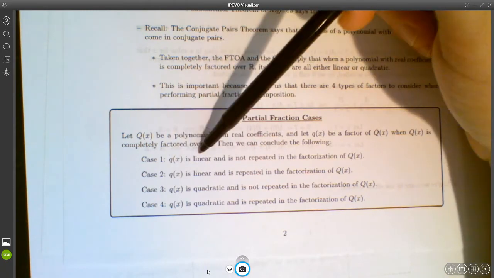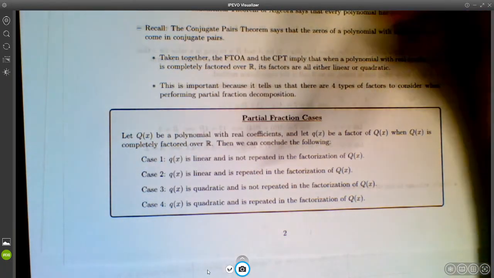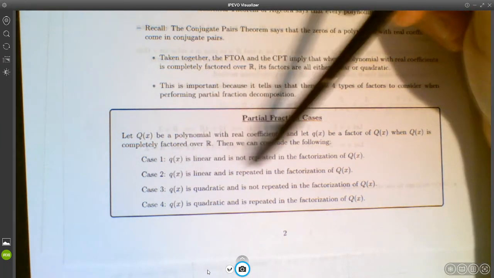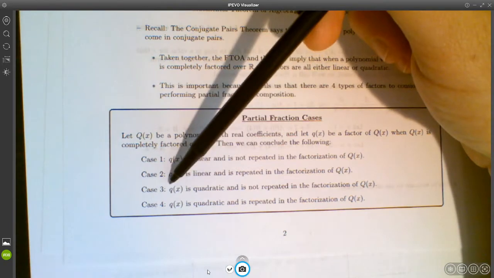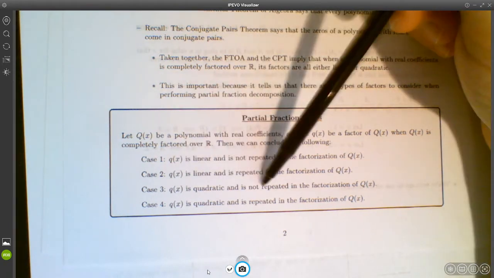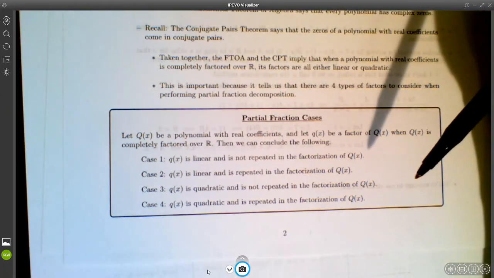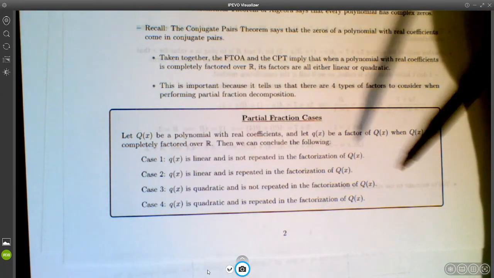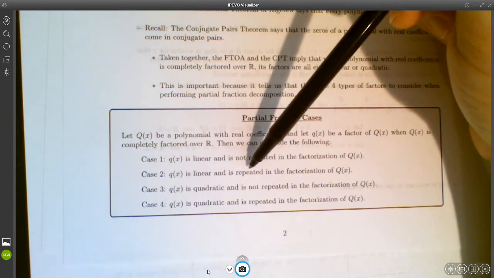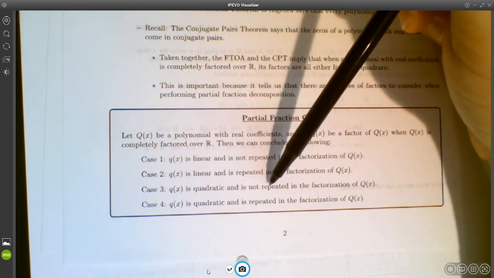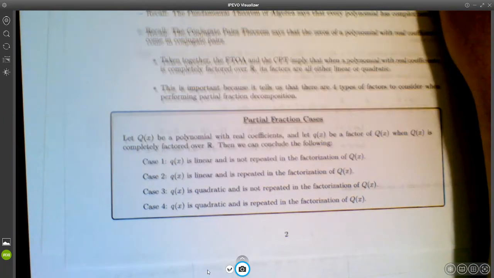Little q is linear and is not repeated in the factorization of capital Q. Little q is linear and is repeated in the factorization of capital Q. Little q is quadratic and not repeated. Little q is quadratic and is repeated. Okay, so those are the 4 cases to consider. Q is linear and not repeated. Q is linear and is repeated. Q is quadratic and not repeated. Q is quadratic and is repeated. Those are the 4 possible cases. Okay.